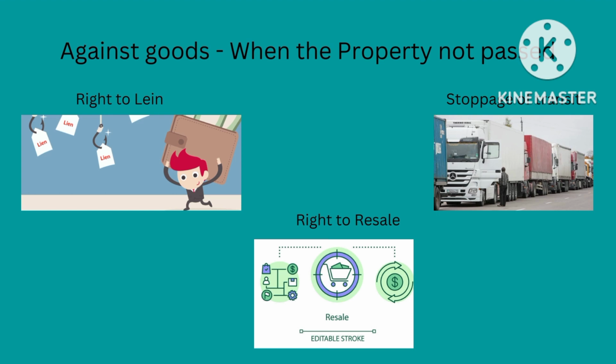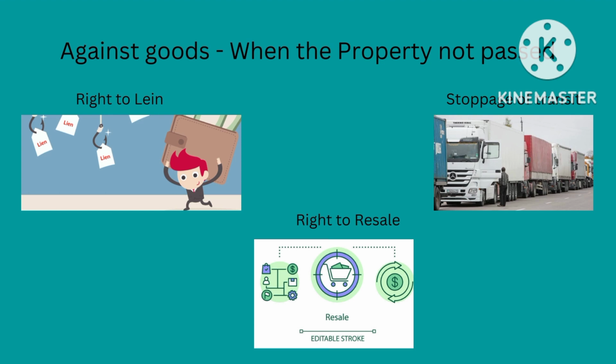Or the goods have been sold on credit, but the term has expired. The credit period should have expired, and the buyer may have become insolvent. In these cases he can exercise the right of lien.